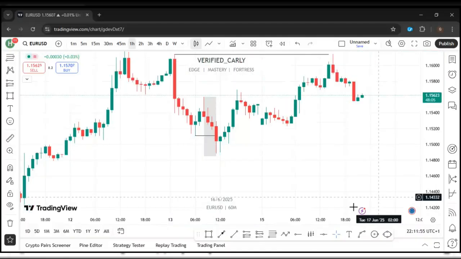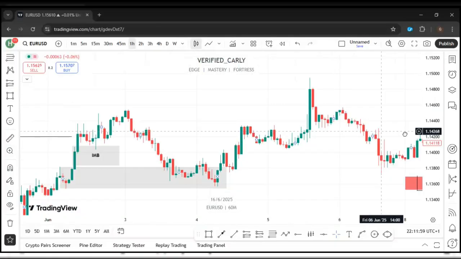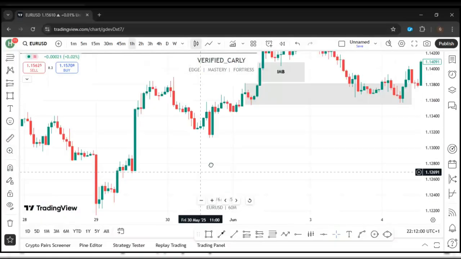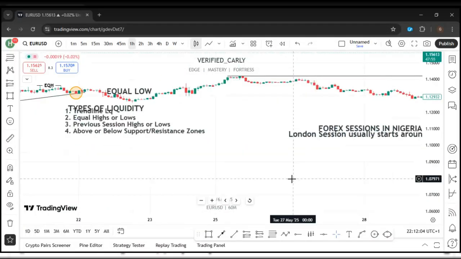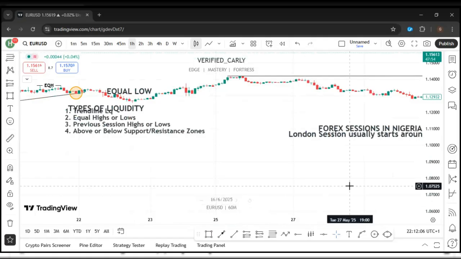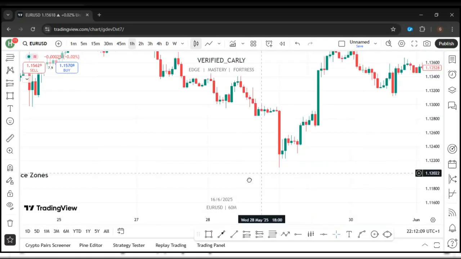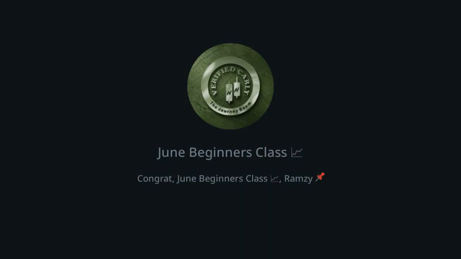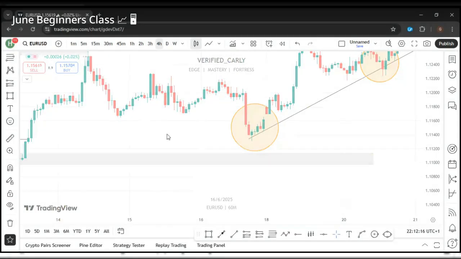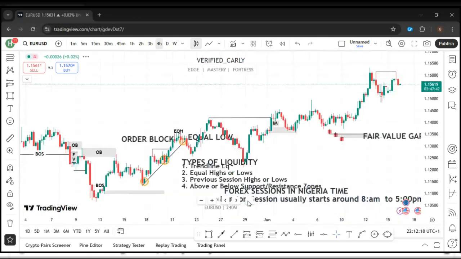So the third one, what did I even write here? The third one is above support or resistance. You guys already know what a support or a resistance level is now. Let me show you an example. Because we are SMC traders, most of you don't know what support or resistance is. Let me carry this down or up instead.